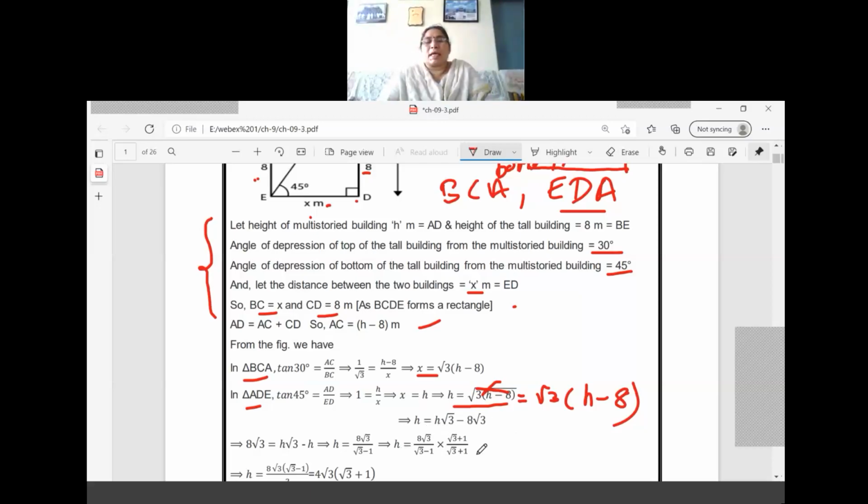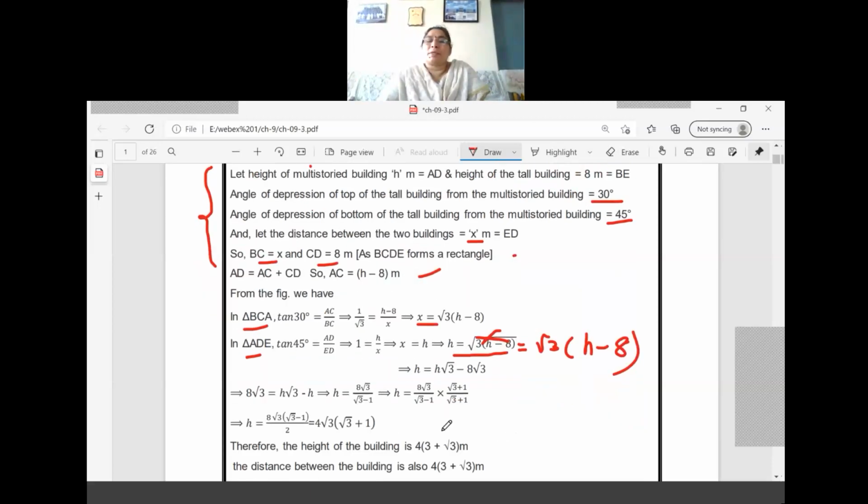Here also h is there, so h terms are on one side and numbers are on the other side. And what is the next step? We got h equals 8 root 3 by (root 3 minus 1). We cannot keep it like this. Rationalize the denominator must be done. So we will get 8 root 3 into (root 3 plus 1) divided by (root 3) square minus 1 square, a square minus b square form only. So it is 4 root 3 into (root 3 plus 1) only. So 3, root 3 you can multiply and you can do 4.